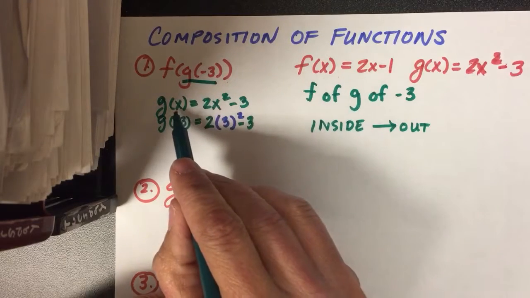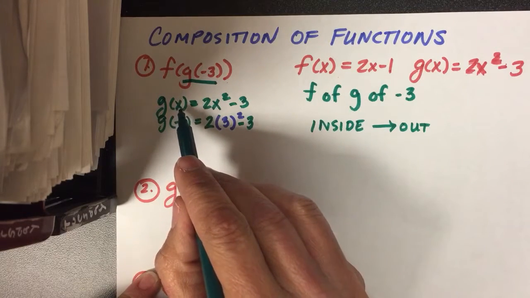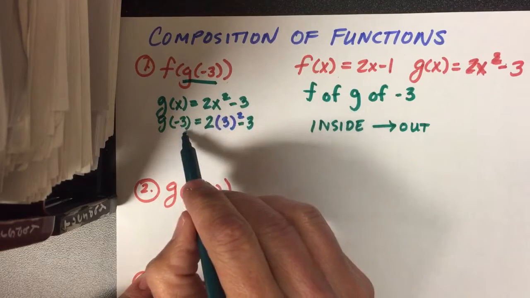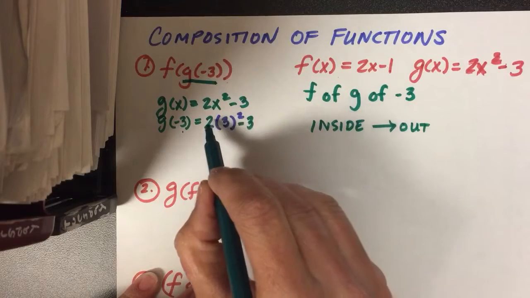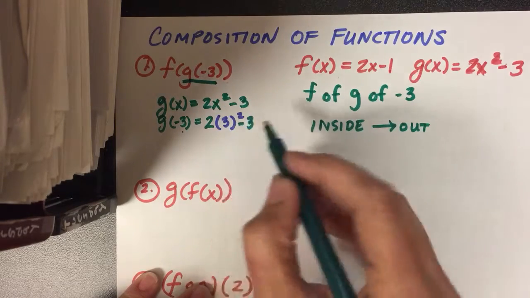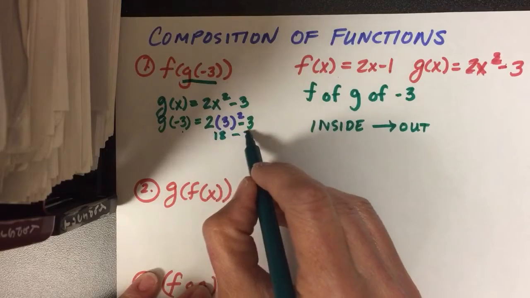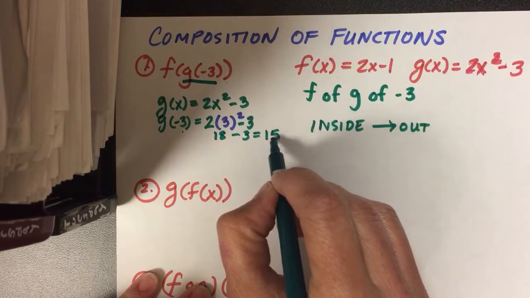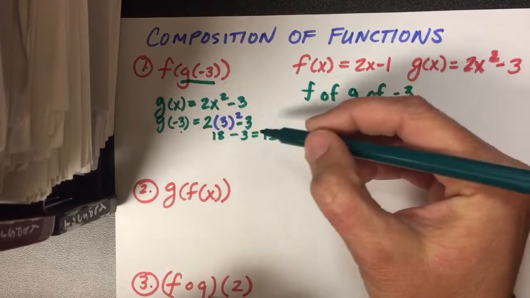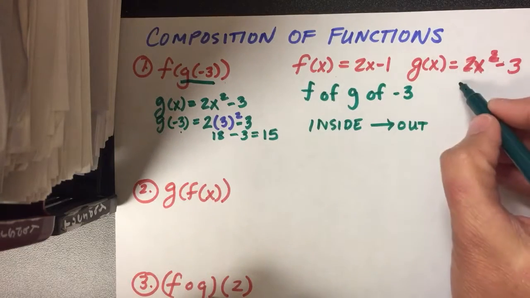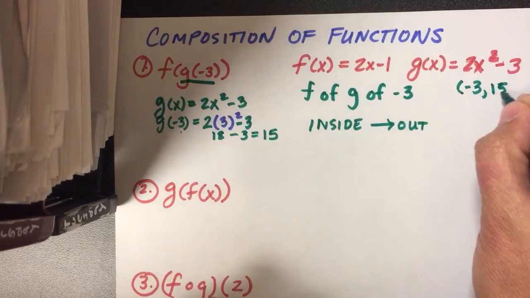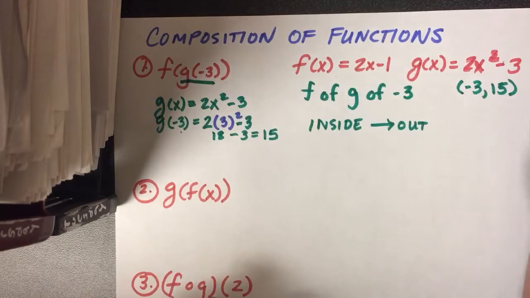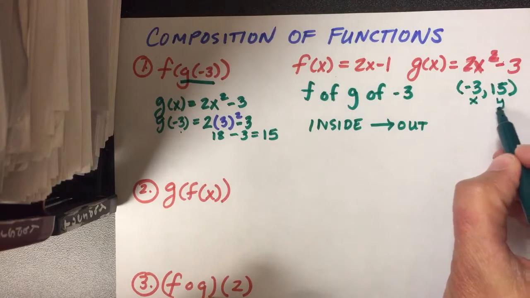Everywhere you have an x, because the x represents your input, anywhere you see an x you're going to input your value. I'm inputting a negative 3, so I'm going to put it in for x. Negative 3 squared is 9. 2 times 9 is 18. So we have 18 minus 3, which gives us 15. Basically, what this would mean on the graph is for g of x, if my x coordinate was negative 3, my y coordinate would be 15. That's just a little FYI, so you know what operation you're doing. This is your input, this is your output.